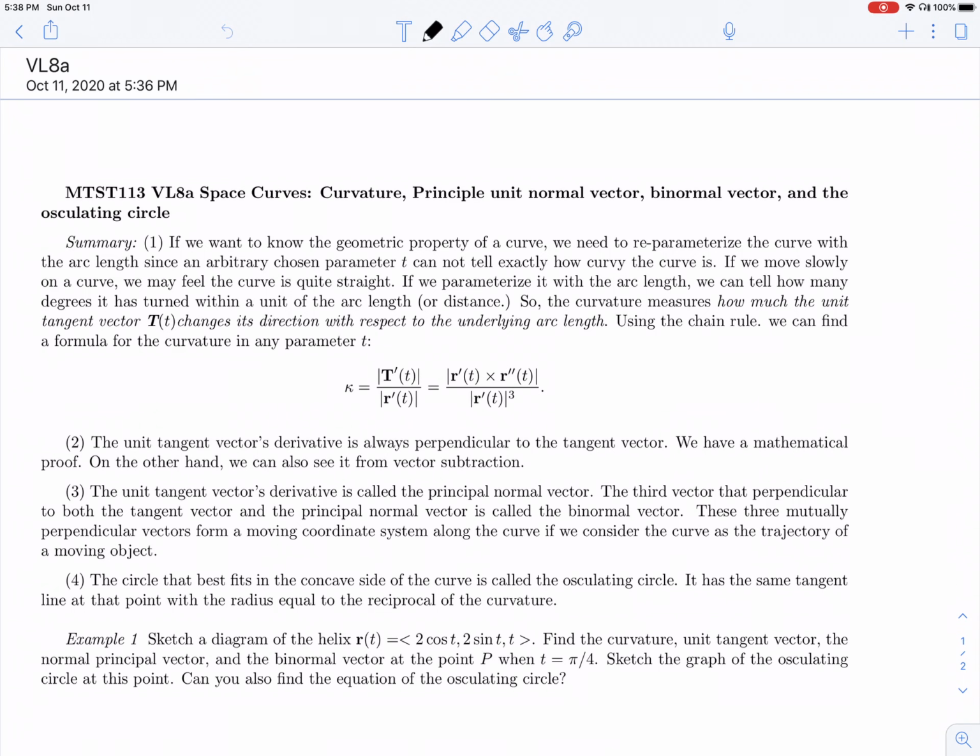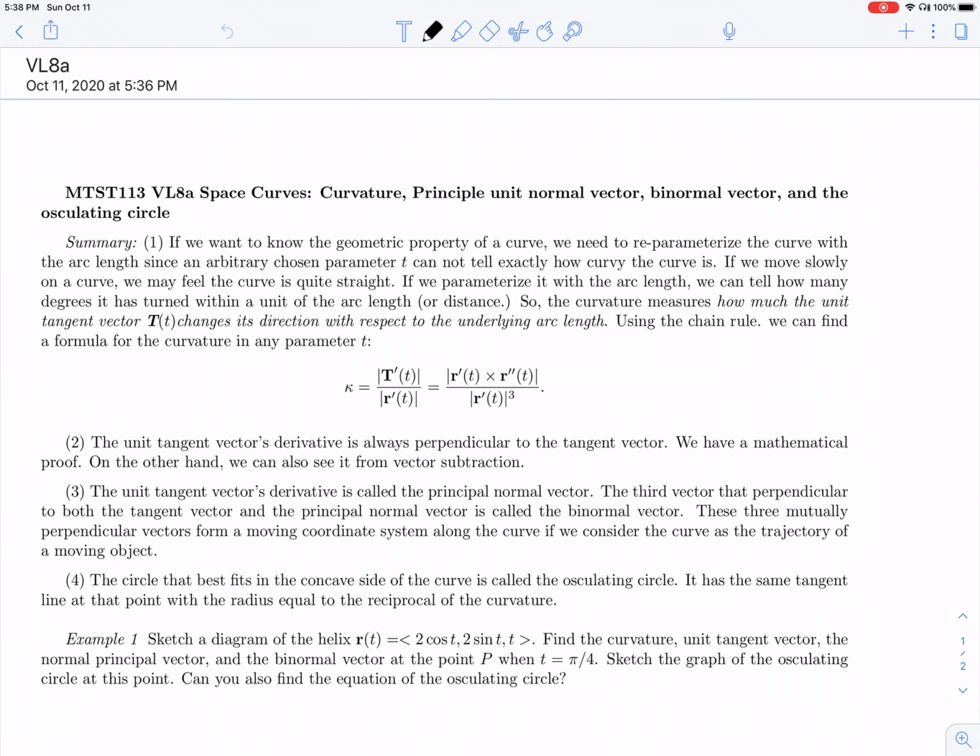Hello again. We are going to discuss now more advanced topics about curves. We will focus on the computation. The derivation of the formula will be discussed in class. So the main objects we want to calculate is the curvature.